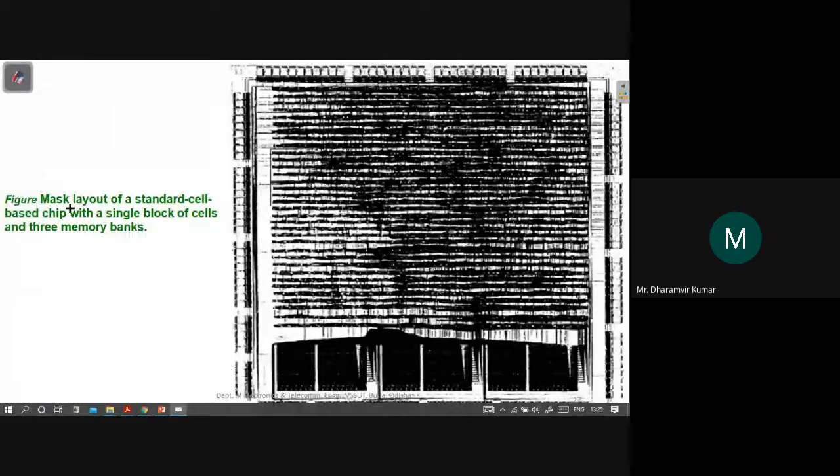So this is the mask layout of a standard cell based chip with a single block of cells and three memory banks. This is the mask layout. Now look here. This is the mask layout which will be used for fabricating the actual chip. So how does it look? Look, there are three big black regions here. One, two, three. These are memory blocks. Three memory banks.